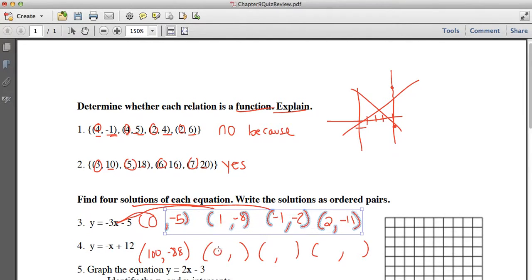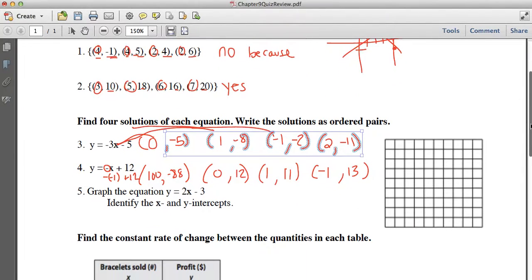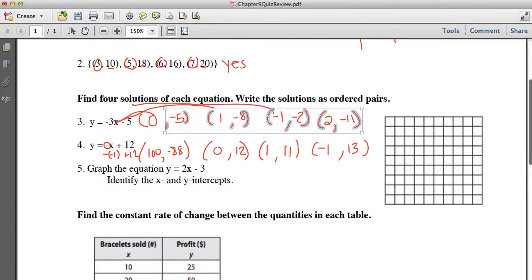Okay, if I pick 0, 0 plus 12 is 12. 1, I have to pay attention to that negative sign. That's -x, or the opposite of x. So if I pick 1 for x, the opposite of that is a -1. -1 plus 12 is 11. And then if I pick in the number -1, it's the opposite of x. And so if x is -1, the opposite of that is a +1, and +1 plus 12 is 13. Again, you might have different ordered pairs than I do, but as long as they satisfy the equations and are solutions, then you should be good to go.